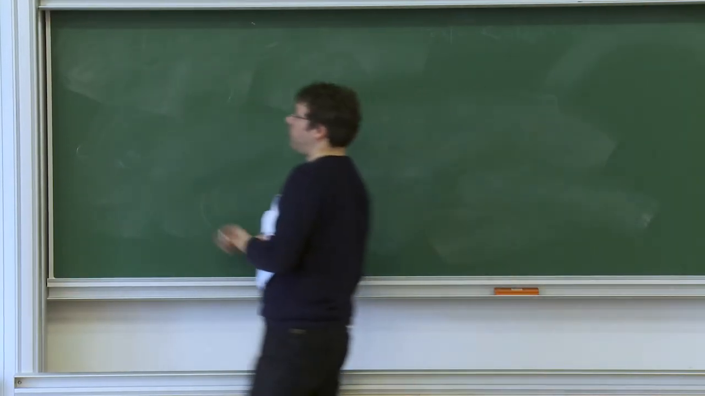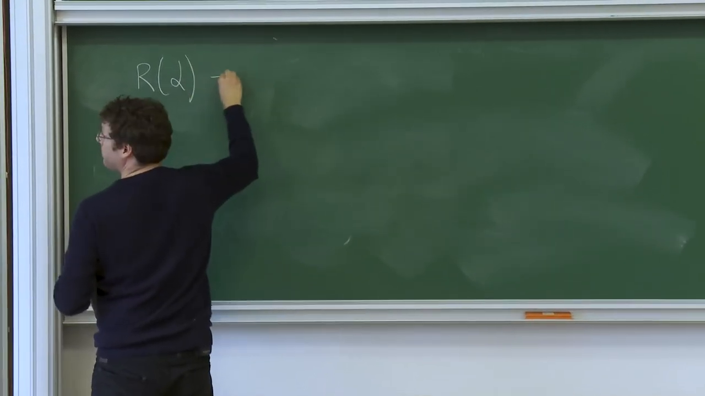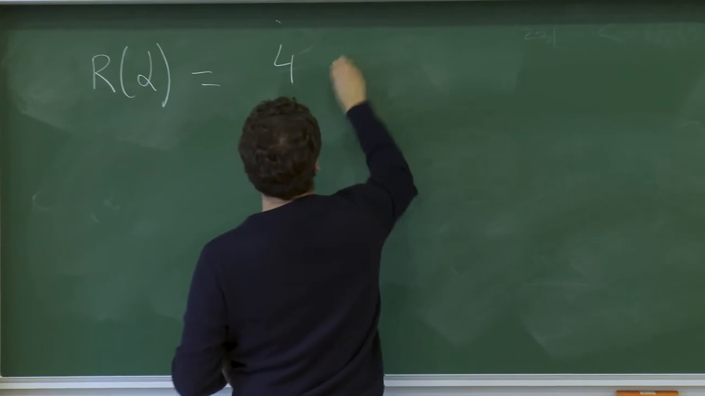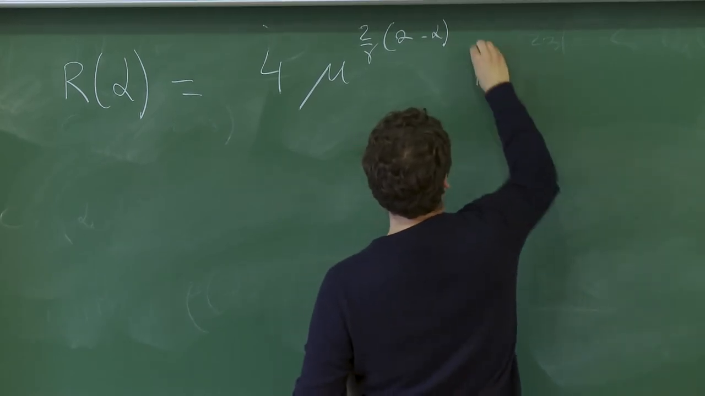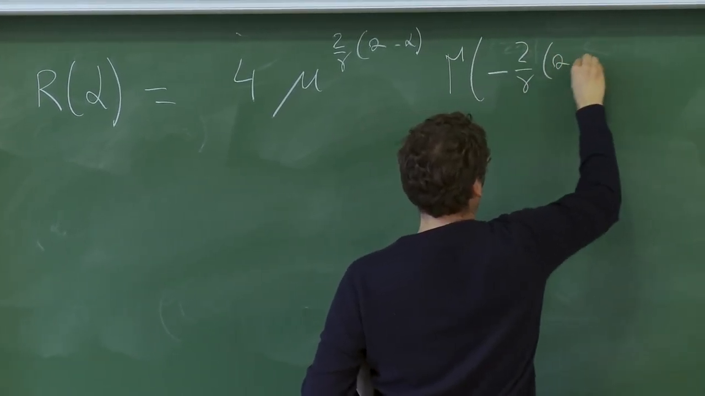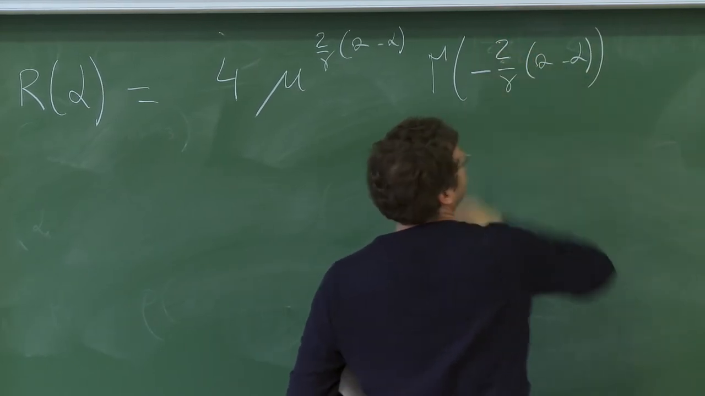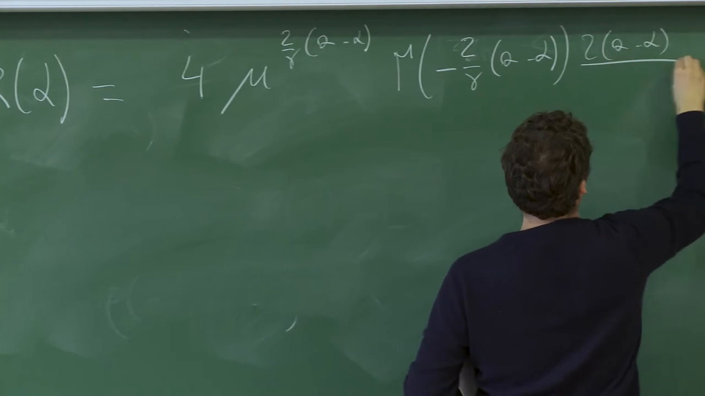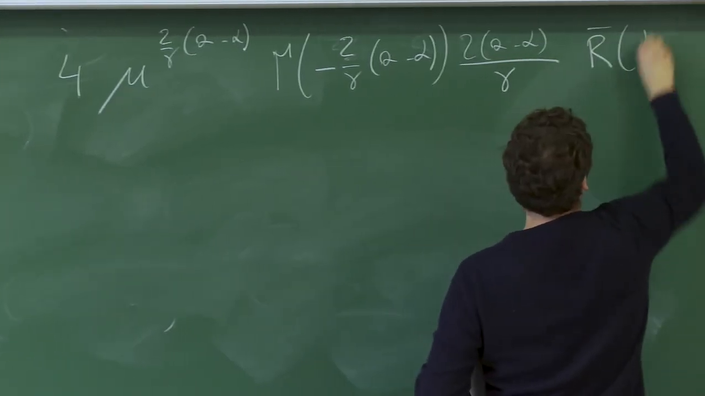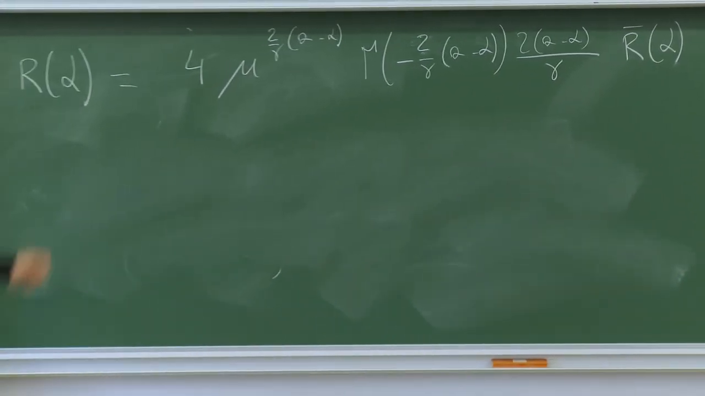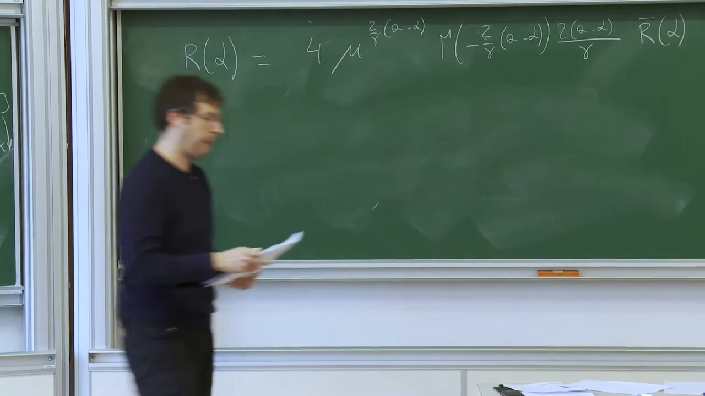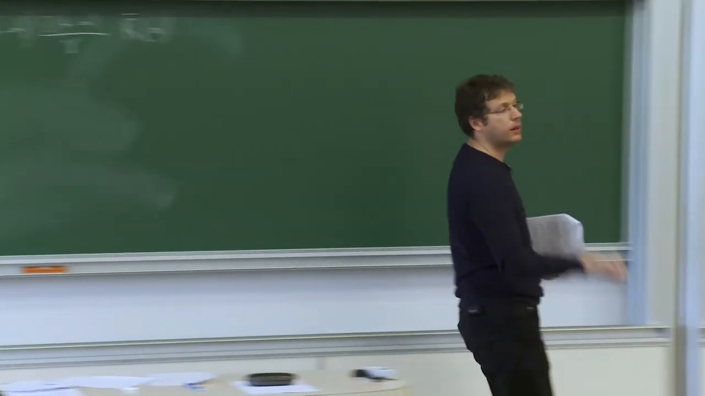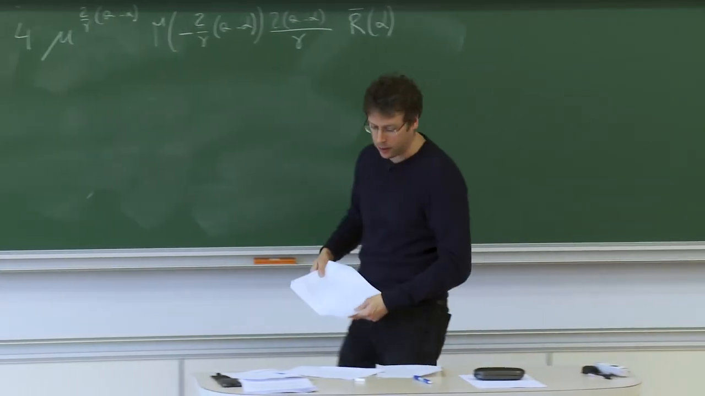So R alpha is 4 mu to the power 2 over gamma q minus alpha, gamma of minus 2 over gamma, so the gamma function, 2q minus alpha over gamma, r bar of alpha, where r bar of alpha is still a bit abstract for you guys, but I'll be discussing in a moment. Okay, so that's the two-point correlation function of Liouville. So now everything is about understanding this. And at the end, you'll get an exact formula for this, which comes out of DOZZ as a corollary.